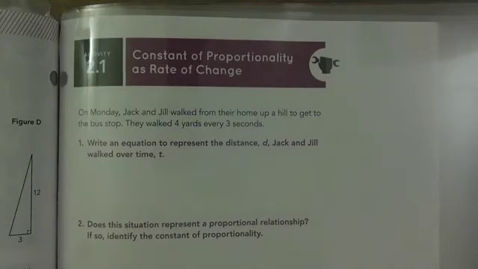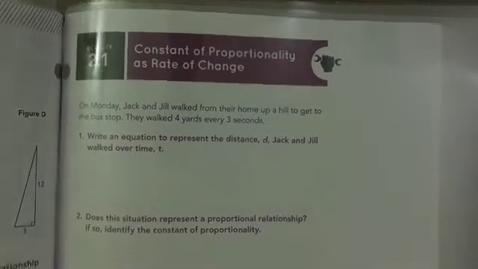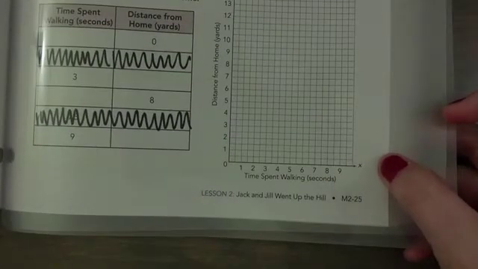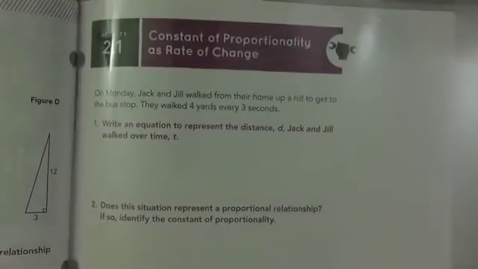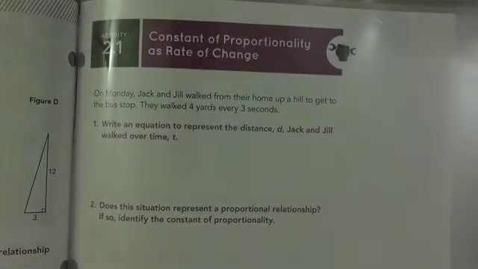So this is 2.1, constant of proportionality as rate of change, and we are on page M2-25. So here's the problem. On Monday, Jack and Jill walked from their home up a hill to get to the bus stop. They walked 4 yards every 3 seconds. Write an equation to represent the distance, d, Jack and Jill walked over time.